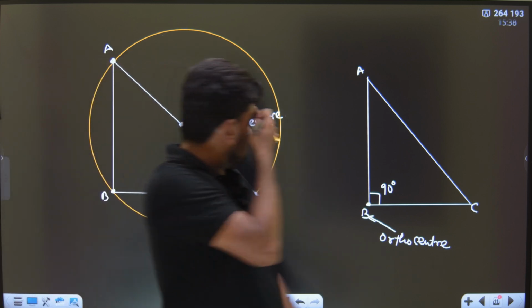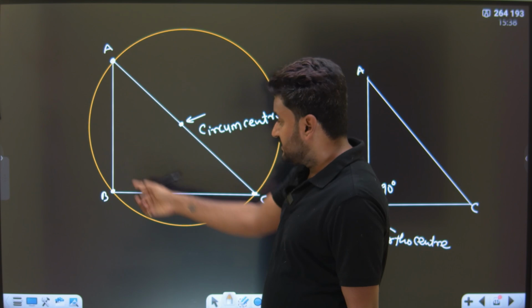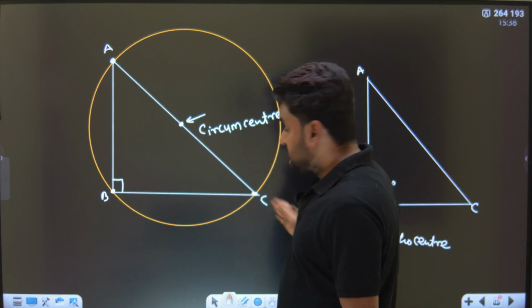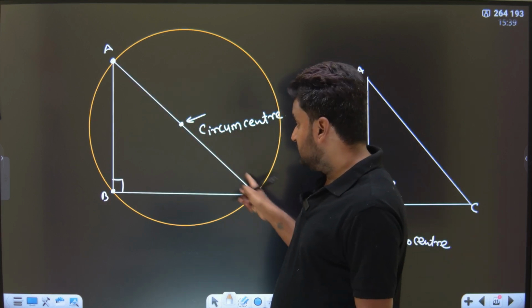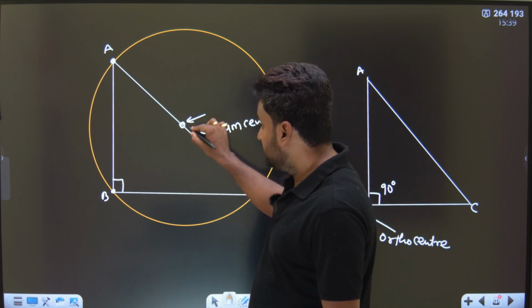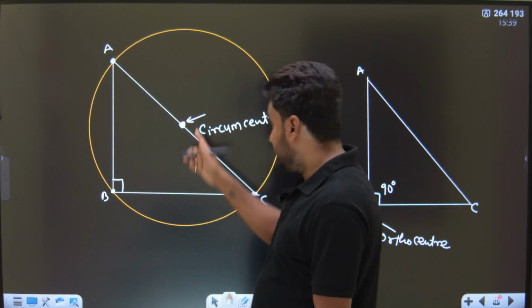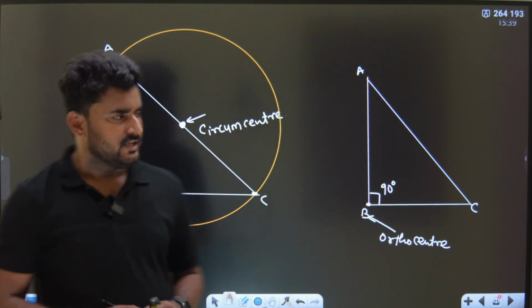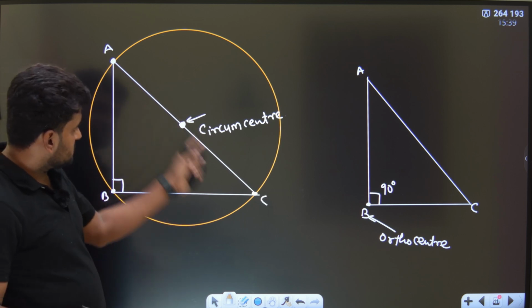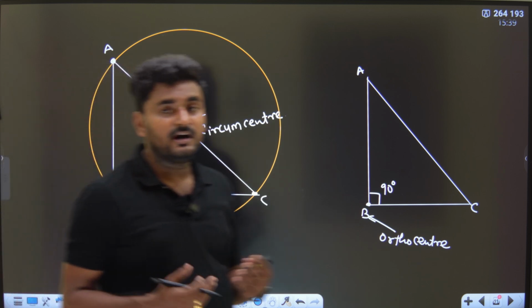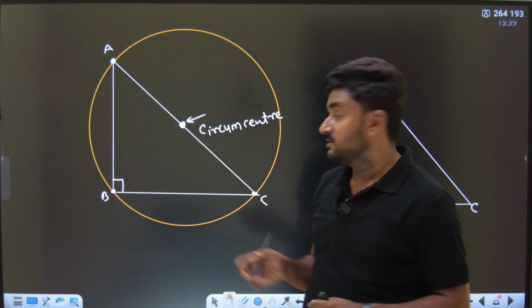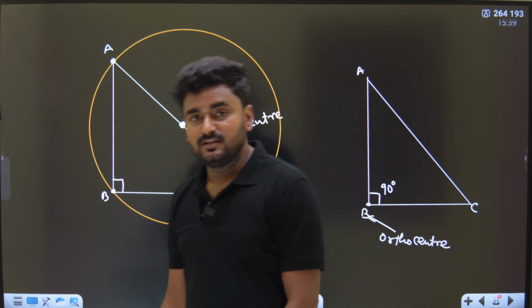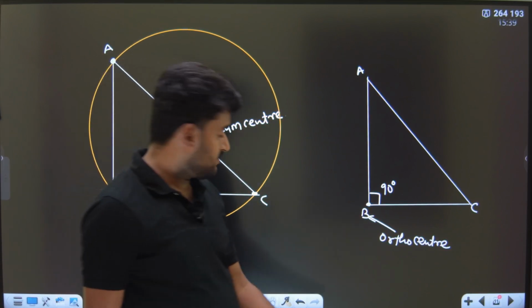In previous classes you have done that if it is a right angle triangle, in that case this AC will be the diameter, and if AC is the diameter, then this point will be what? The center of the circle, and it is the midpoint of what? The diameter. And therefore we can say this diameter is also the hypotenuse. It means I got what? That the circumcenter is the midpoint of the hypotenuse. I think you understood. Now let us see another property.